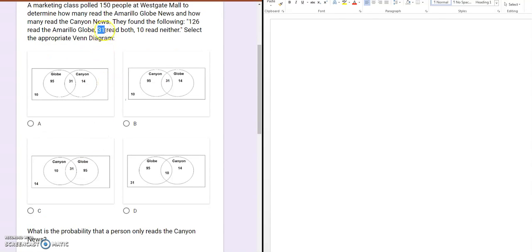Well, the key here is 31 read both and 10 read neither. Well, 31 needs to be in the middle and 10 needs to be on the outside. So that's true for these 2, and it's not true for these 2 here. C and D can be eliminated. The other key is 126 read the Amarillo Globe. So that's 126 including the both. So the globe here needs to add up to 126. That is A.